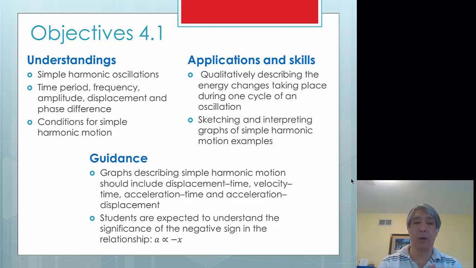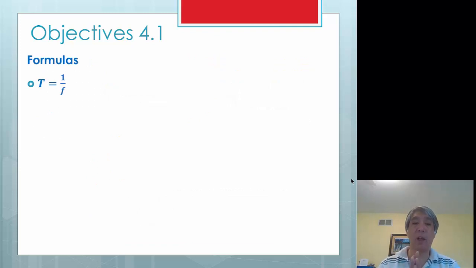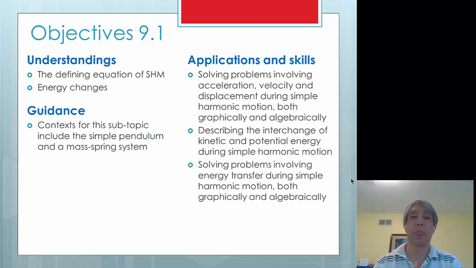But it's important to note the last point under guidance. You are expected to understand the significance of the negative sign in the relationship of acceleration is proportional to minus x. There's not a lot of formulas in this unit. It's a formula that we're already familiar with, and that's that the period is going to equal 1 over the frequency, so they're inverses of each other.